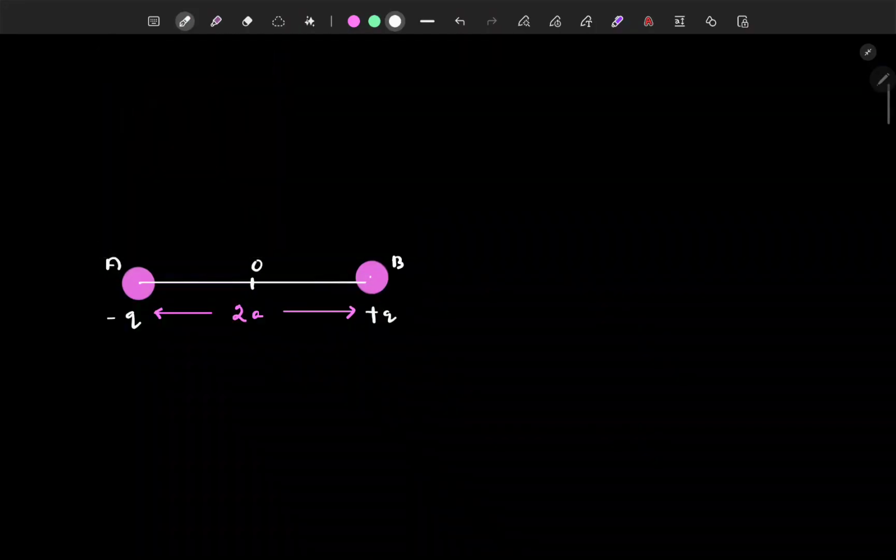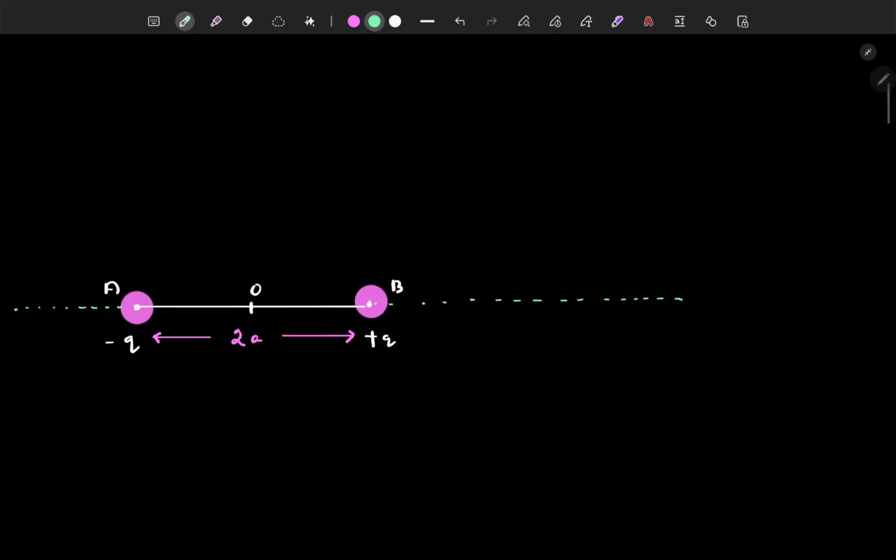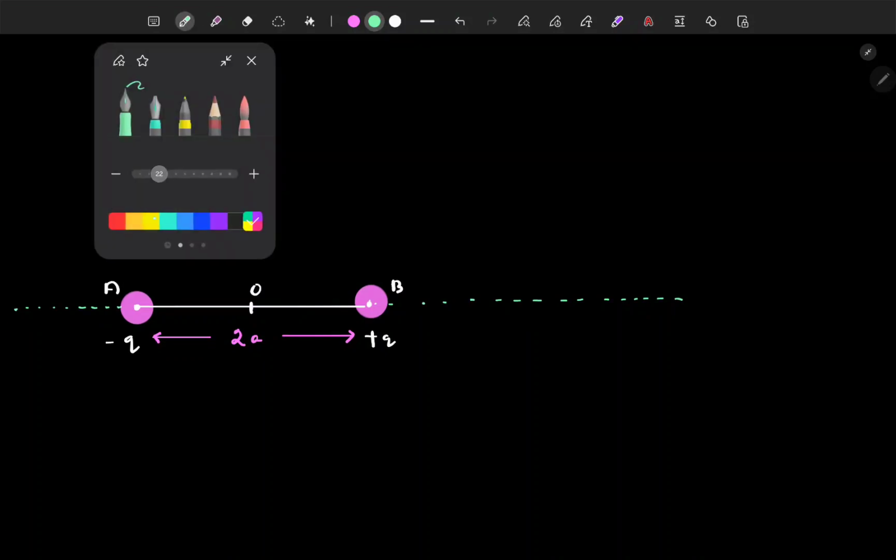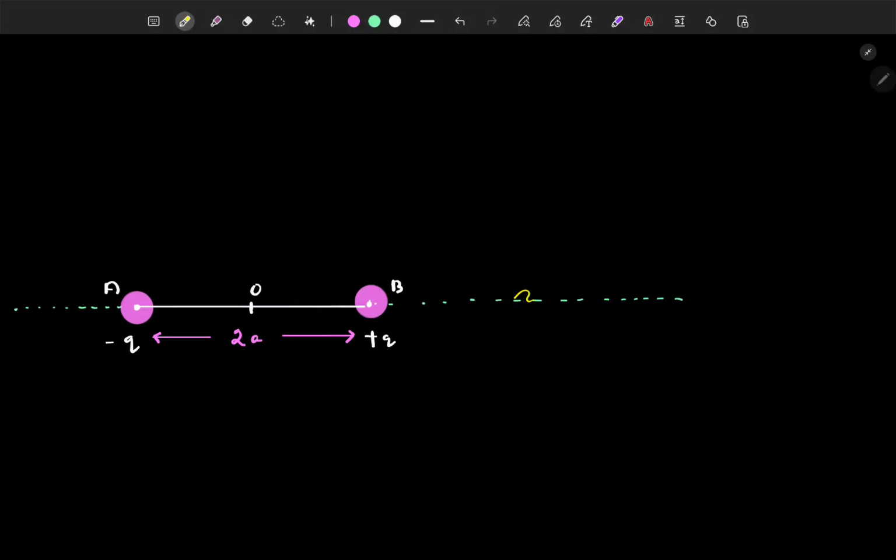And what is the axial line? Any line that joins the centers of the two charges of the electric dipole, that imaginary line is called the axial line. This dotted green line is our axial line. Any point on the axial line on either side of the dipole is an axial point, because the dipole length is very small.